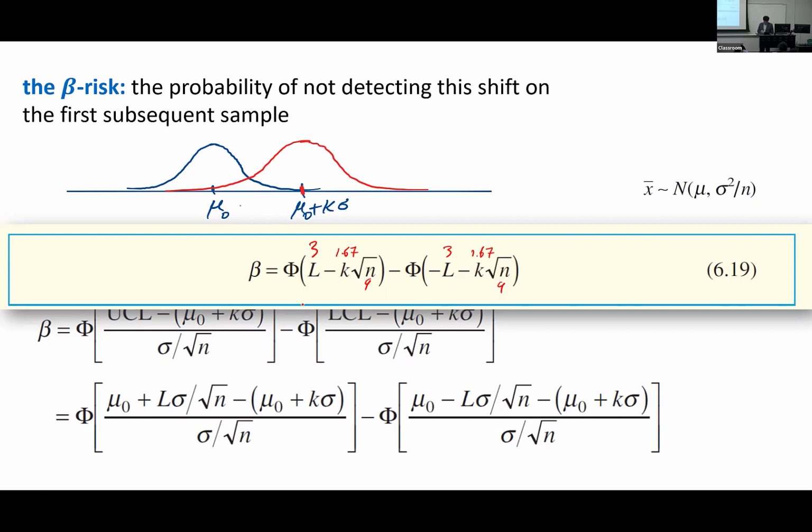So it would be basically phi of 3 minus 3 times that, whatever it becomes. So it's phi of something minus phi of something else. We read that from the table and we get a number. That number is basically beta. We'll see an example.